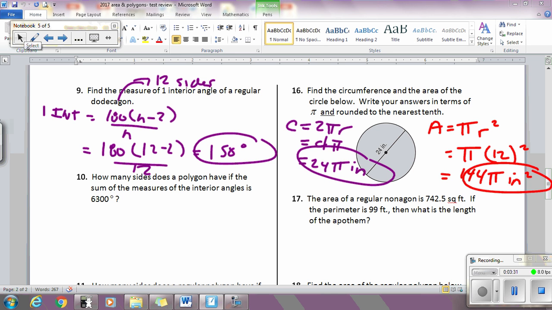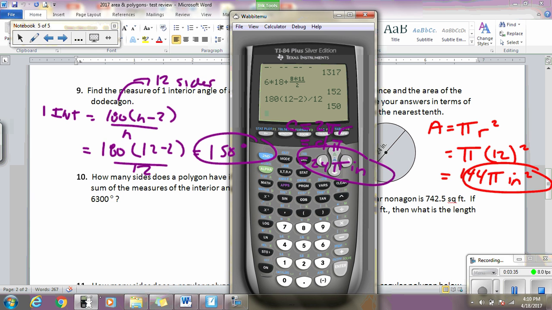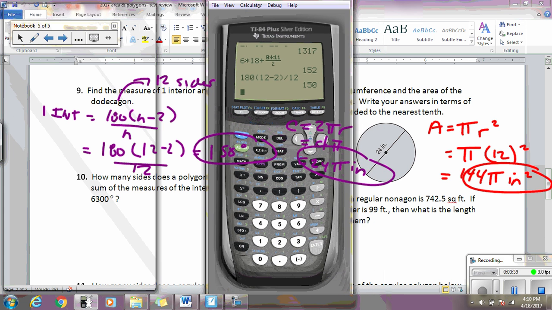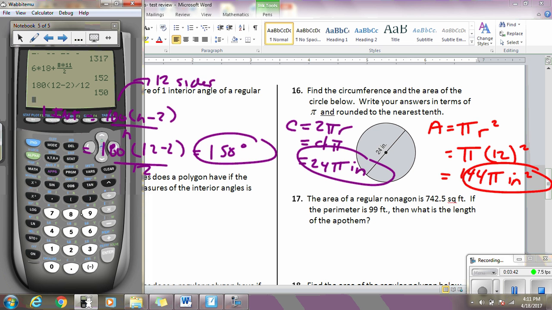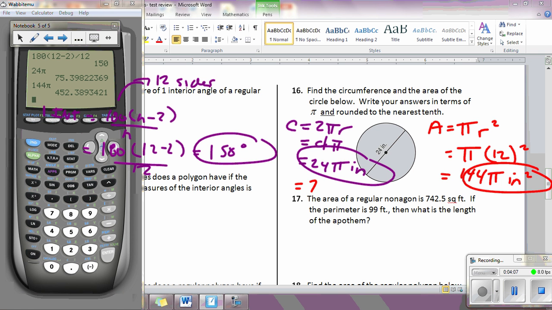Now we're going to grab our calculator and get the approximated values for both the circumference and the area. So for the circumference, it's 24 pi. And for the area, it's 144 pi. So the circumference is about 75.4 rounded to the nearest tenth inches. And the area is about 452.4 inches squared.